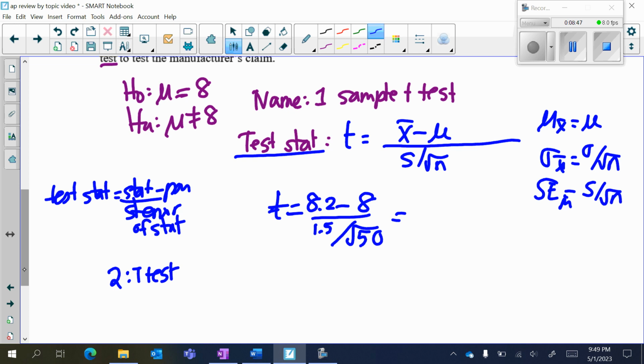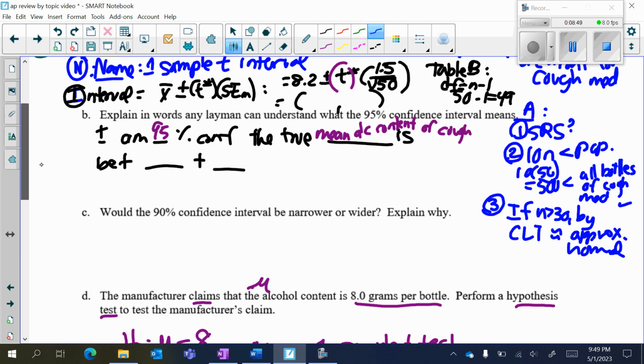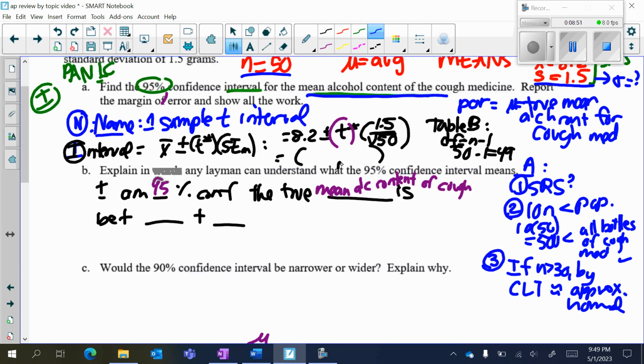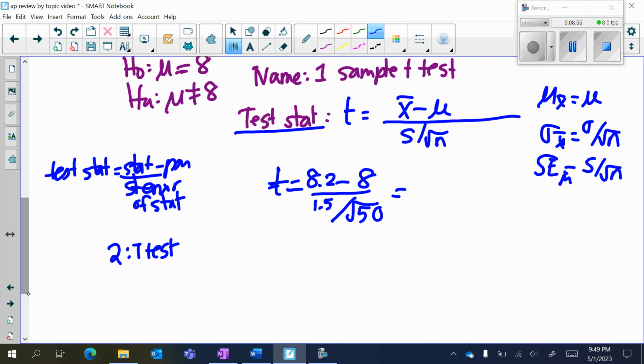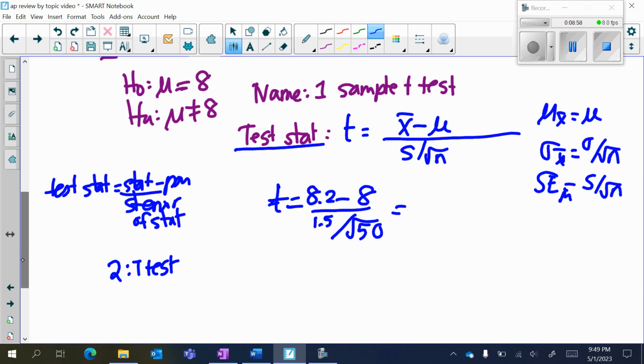But you could also go to your interval from above, and I didn't actually do the interval here, but you would look at the endpoints of the interval, and you would see if 8 lies in the interval or not. If 8 lies in the interval, it's plausible, and you fail to reject the null. But if 8 does not lie in the interval, it lies in the tail, then you would reject the null because the p-value would be low. Okay, this is the first type of procedure, the one sample t interval and one sample t test.